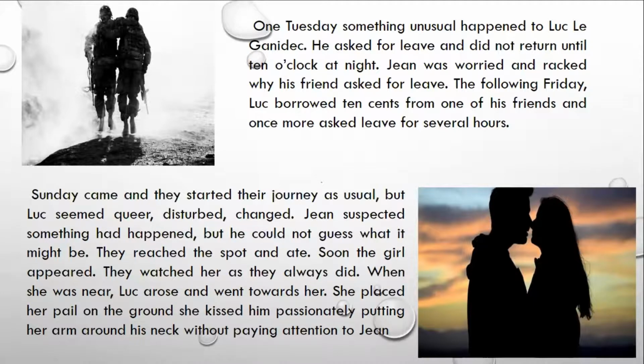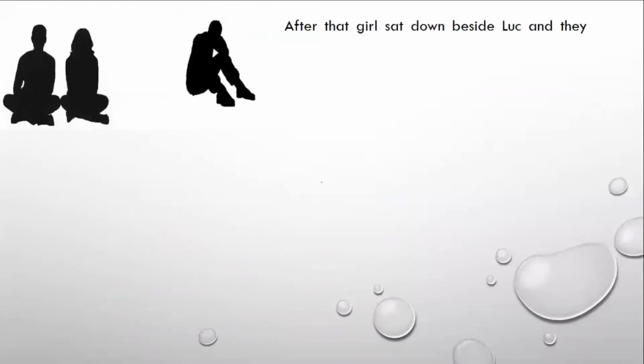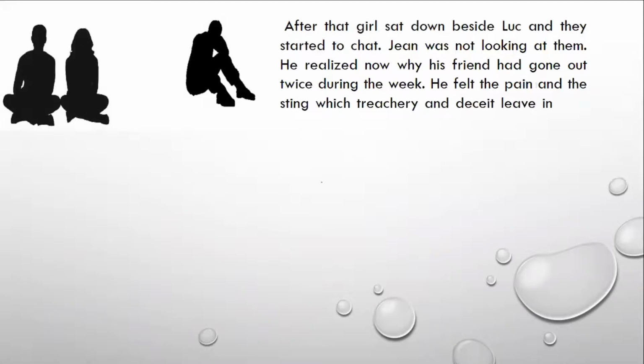When she was near, Locke arose and went towards her. When they were close to each other, she placed her pail on the ground and she kissed him passionately, putting her arm around his neck without paying attention to Jean. After that, the girl sat down beside Locke and they started to chat. Jean was not looking at them. He was surprised and he realized now why his friend had gone out twice during the week. He felt the pain and the sting which treachery had decided to live in their friendship.